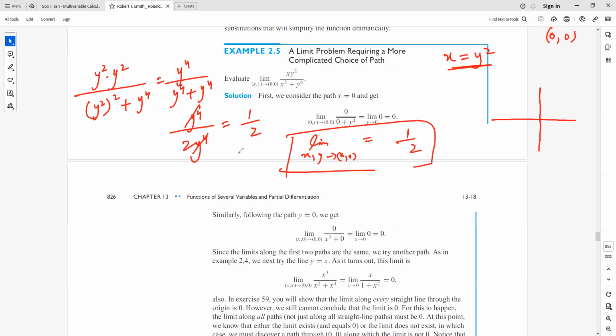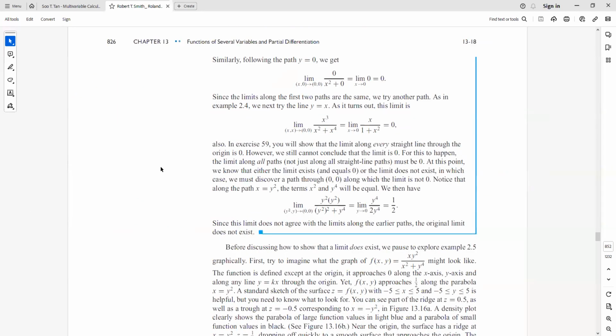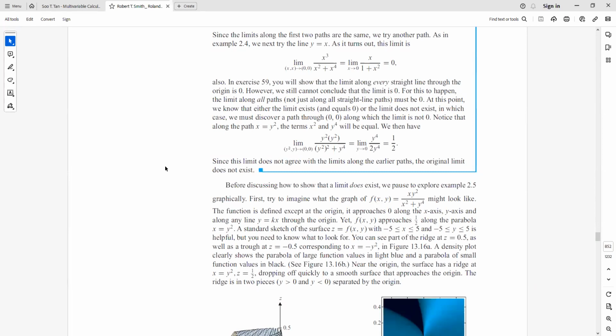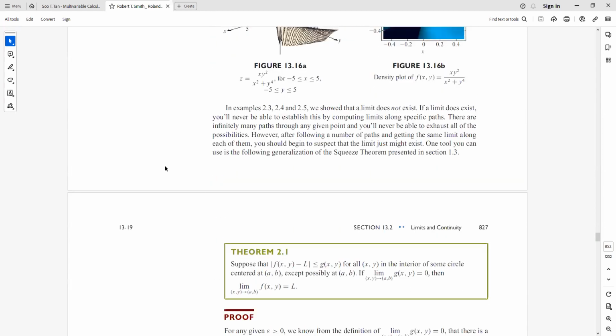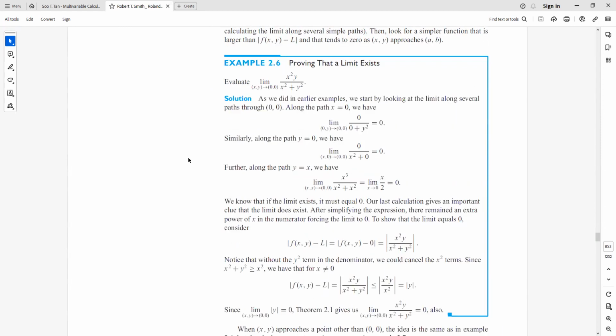Now we see that from this path, x equals y squared, we get the limit as 1 over 2, which is not equal to the previous limits where we got 0. So we can say that the limit for this problem does not exist, right? The limit from different paths is not equal, so it's sufficient to say that the limit does not exist. So in this way we can see whether the limit exists or not.